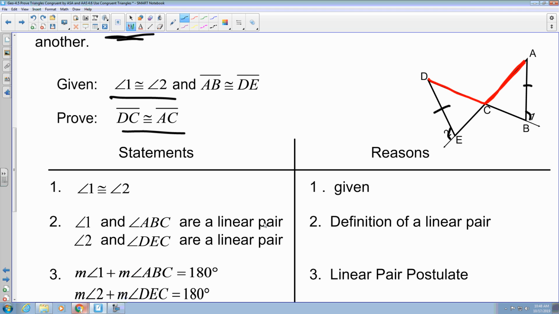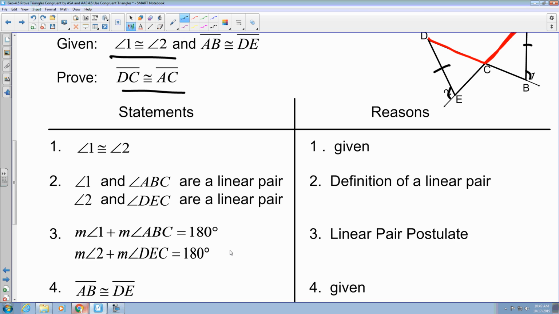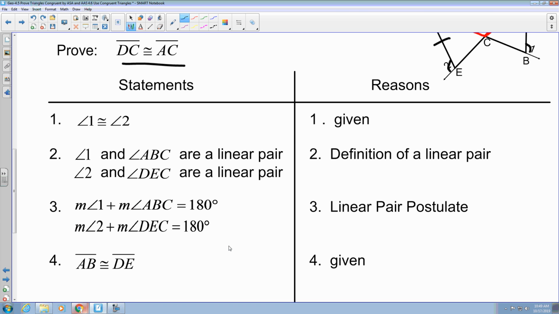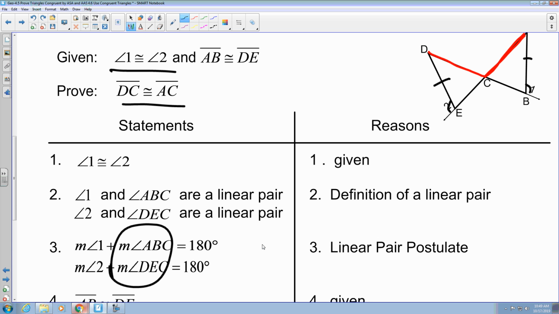So what they did here for step 2 was say that angle 1 and ABC, and angle 2 and DEC, are a linear pair. Since they are a linear pair, we know that their sums are going to equal 180 degrees. They said AB and DE was given. Because of this right here, we can set them equal to each other and subtract the two. We can then say that angle ABC is equal to angle DEC, so right here and right here equal to each other.